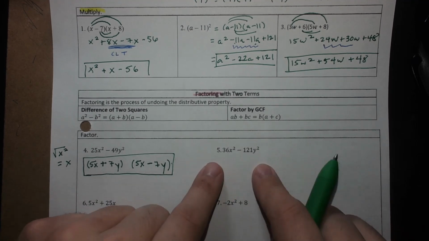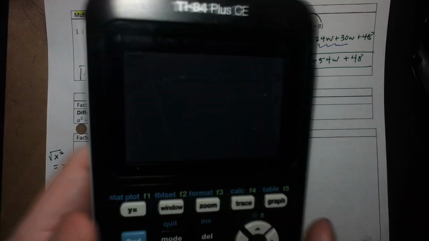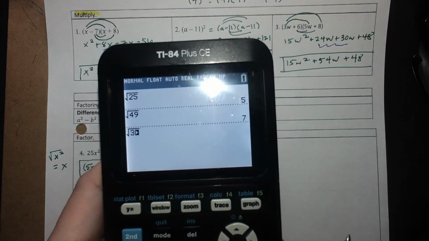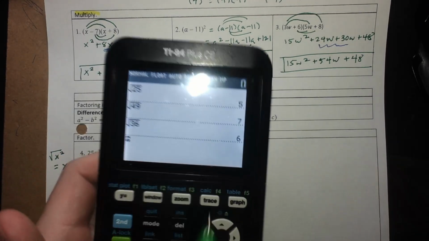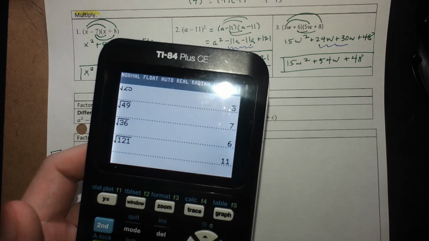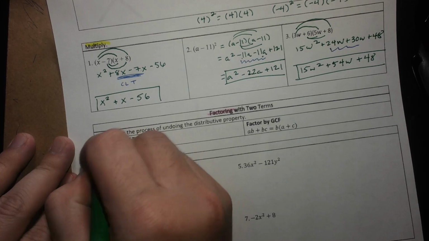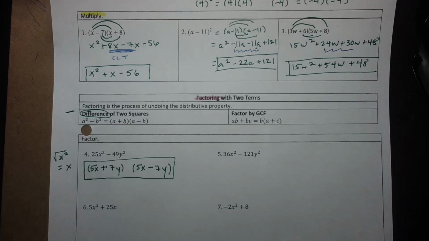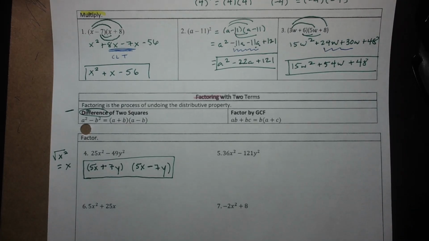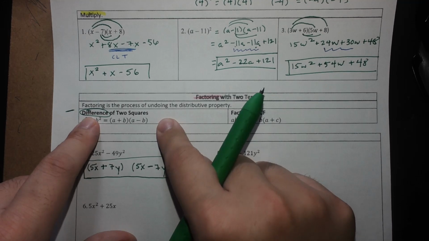We're going to do the same thing for number 5. Is 36 a perfect square? Is 121 a perfect square? Do we have a minus sign involved? Because remember, difference just means subtracting. So it's basically our little minus sign. So if all of those things are met, right? This is a perfect square, this is a perfect square, and we have a minus sign. We are going to factor using the difference of 2 squares.